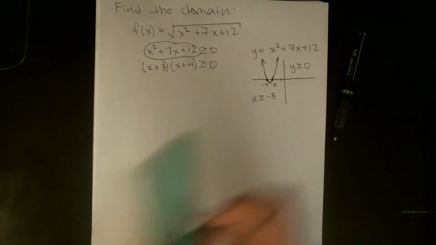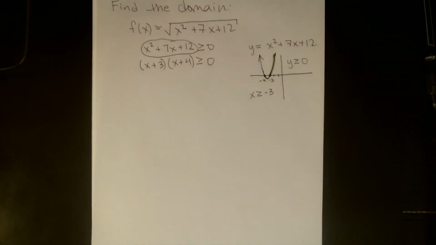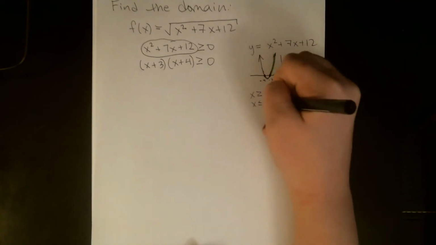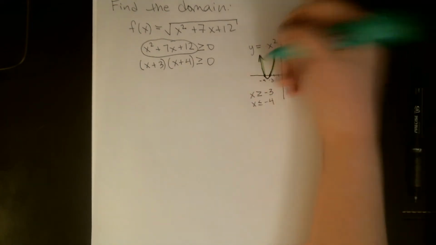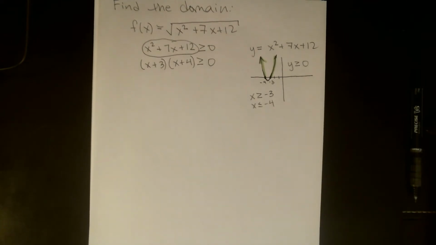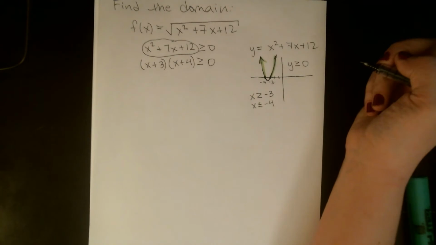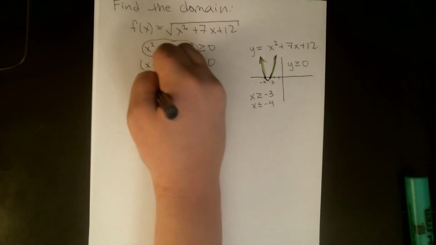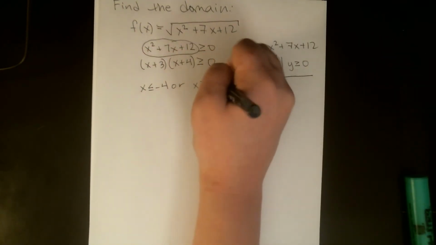So that's this chunk right here, non-negative y values. Or if my x's are less than or equal to negative 4. That's this chunk right here. So really, we just want to leave out that little bit in the middle where the graph dips below the x-axis. And this is our domain. So we want all x's less than or equal to negative 4 or greater than or equal to -3.